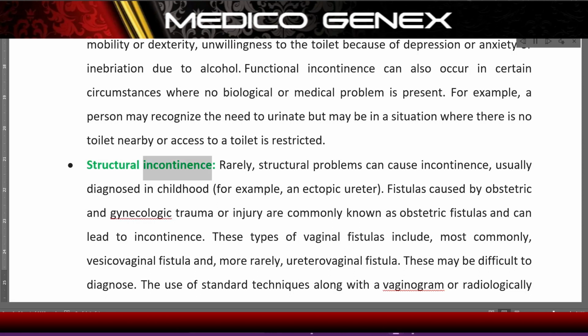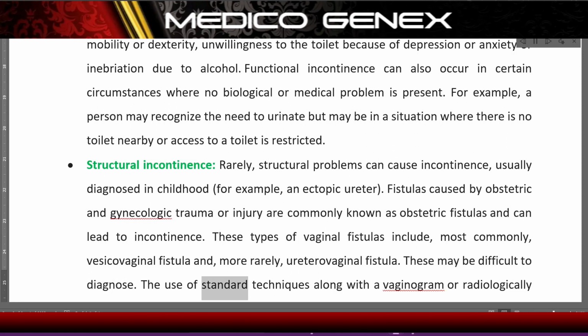Structural incontinence. Rarely, structural problems can cause incontinence, usually diagnosed in childhood, for example, an ectopic ureter. Fistulas caused by obstetric and gynecologic trauma or injury are commonly known as obstetric fistulas and can lead to incontinence. These types of vaginal fistulas include, most commonly, vesicovaginal fistula and, more rarely, ureterovaginal fistula. These may be difficult to diagnose.